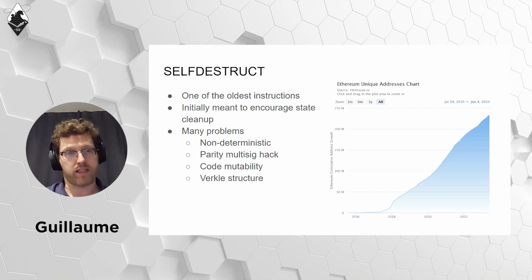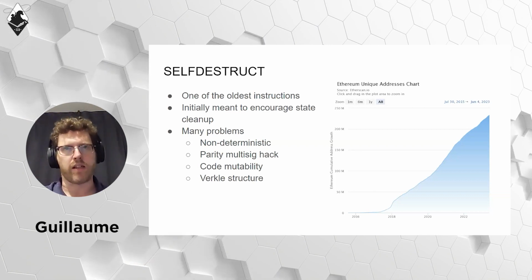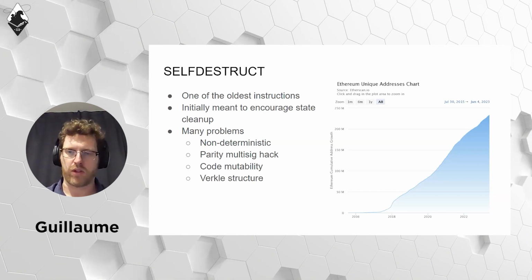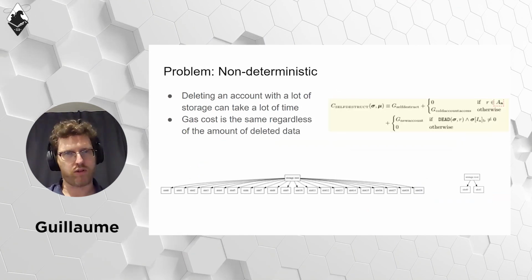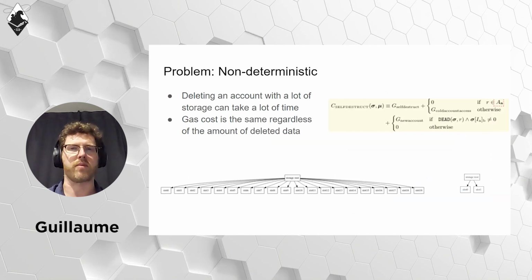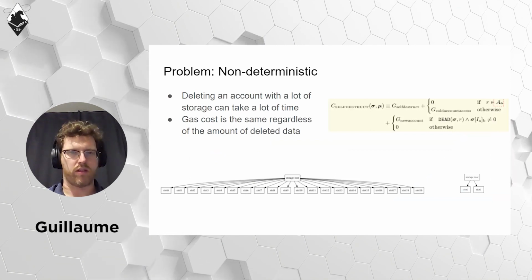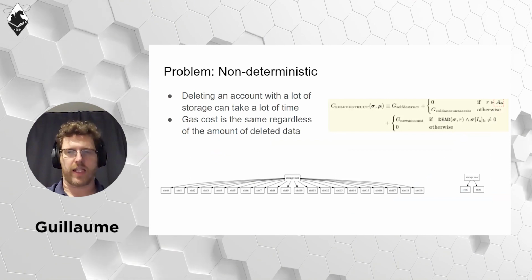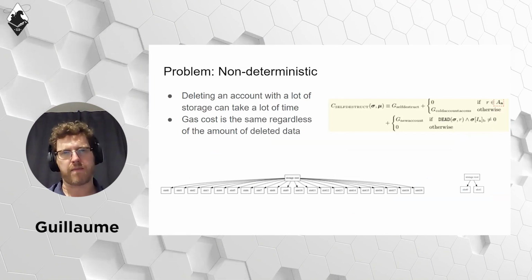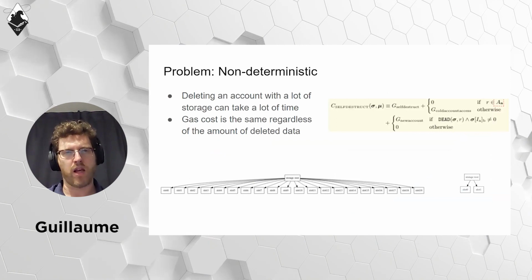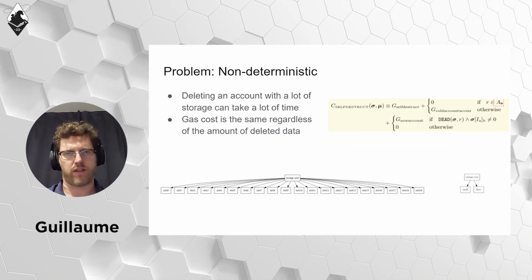So, and on top of that, this instruction has many perils. I will just go over some of them. The first one is that it's not really deterministic. I mean, maybe non-deterministic is a bit exaggerated because, of course, the deletion can be understood. But the problem is that the gas cost is the same regardless of the amount of deleted data.